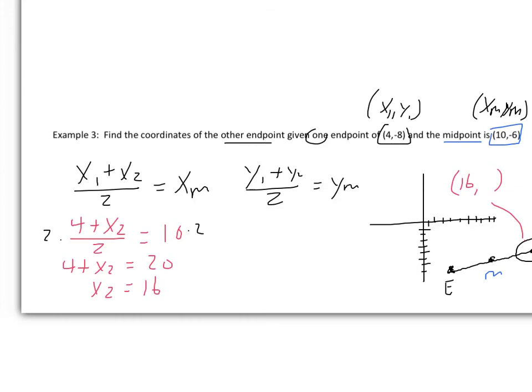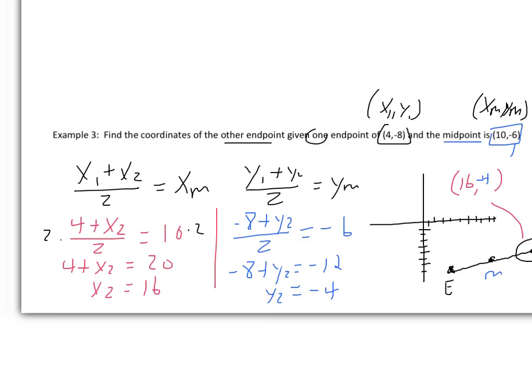For the y, we do the same thing. We have a y value of our first endpoint at -8. We don't know the second y value, but if we divide by 2 after we add them up, we are supposed to get -6, because that's the y value of our midpoint. So multiply by 2, and we get -8 plus y2 equals -12. We add 8 to both sides, and we get -4.